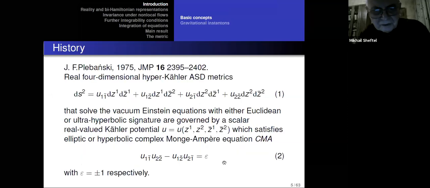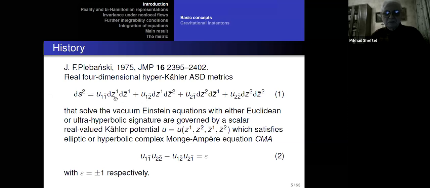Now, the history of the subject starts with Plebansky, who published in 1975 in the Journal of Mathematical Physics his pioneer paper, where he showed that if you consider a space with either Euclidean or neutral signature, then the whole set of complicated partial differential Einstein equations reduces to just one equation, which is the complex Monge-Ampere equation. The metric becomes a Kahler metric.